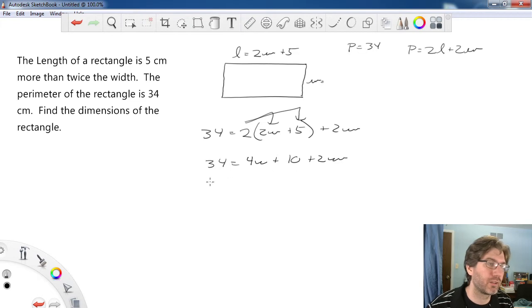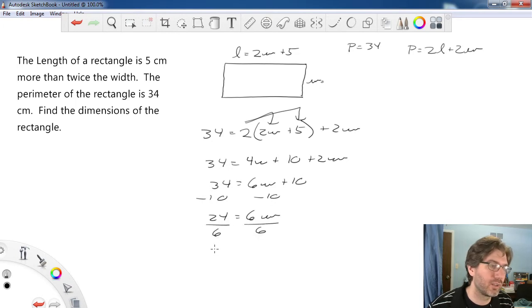Go ahead, combine like terms, and you get 34 equals 4 plus 2 gives you 6W plus 10. Subtract 10 from both sides, you get 24 equals 6W. Divide by 6, and you get 4 equals W. So our width is actually 4 here because it was twice the W. I just read wrong. Sorry about that.